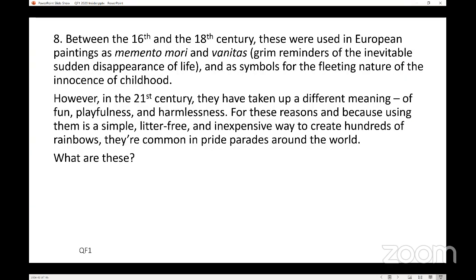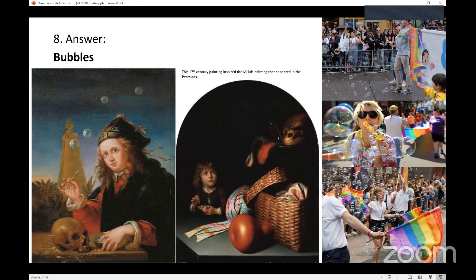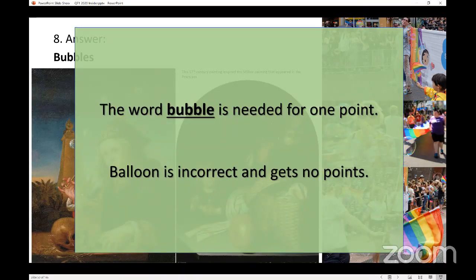So question 8. Ravi Anantan, please go ahead. Yeah, so bubbles, soap bubbles, and that's all. That is correct. So this is bubbles. If you look at the images on the right, you see a lot of bubbles in pride parades. This is the Millais painting, and this inspired the Millais painting. The word bubble is needed for 1 point. Balloon is incorrect. Anything else is incorrect. You need either bubble or bubbles for points.